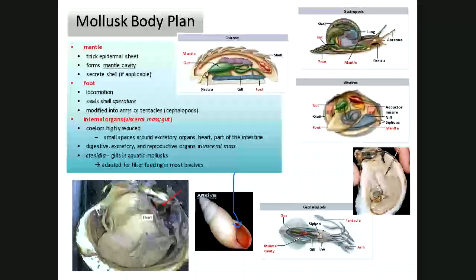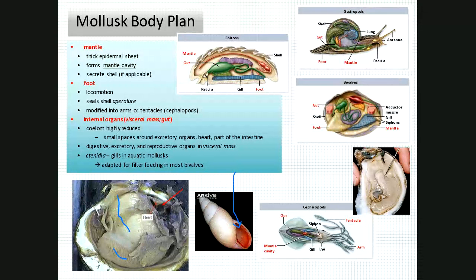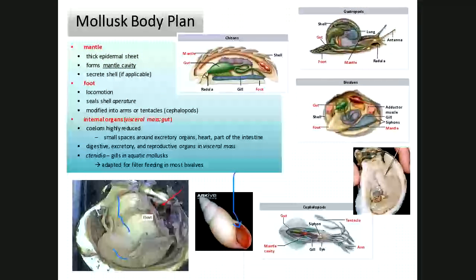So this is the gills, the reproductive organs, the digestive system, all through here, and there's what's left of the body cavity. And this is the heart. The heart is basically, in bivalves, almost like the worm heart I was talking about. It's just a pump, right? It's like a tube that constricts. The digestive, the excretory organs, the reproductive organs are all in this visceral mass. So if you like to eat raw oysters like I do, that's what you're eating. You're eating that visceral mass.